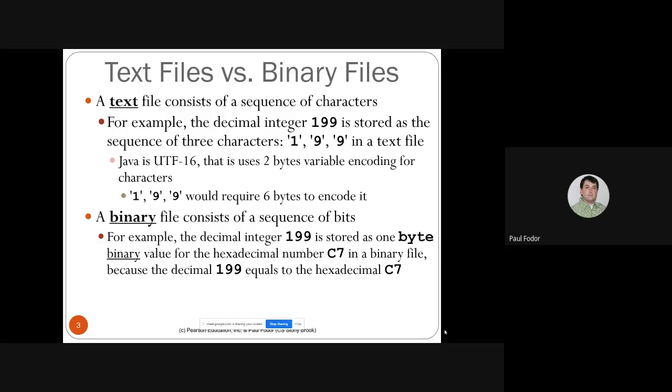As opposed to that, a binary file consists of a sequence of bits, and the byte value 199, for instance, is stored as a single-byte binary value. The reason is that 199 in hexadecimal is C7. Each hexadecimal digit can be stored on 4 bits, and therefore 2 hexadecimal digits are stored on 1 byte. In fact, any value between 0 and 255 can be stored in 1 byte, and we don't need more than 1 byte to store it.